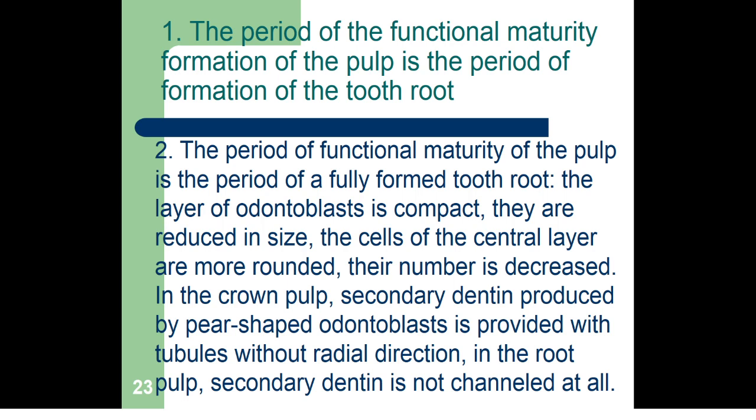The layer of odontoblasts is compact. They are reduced in size. The cells of the central layer are more rounded. Their number is decreased. In the crown pulp, secondary dentin produced by a pear-shaped odontoblast is provided with tubules without radial direction. In the root pulp, secondary dentin is not channeled at all.